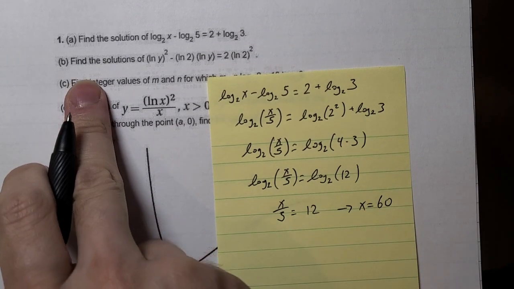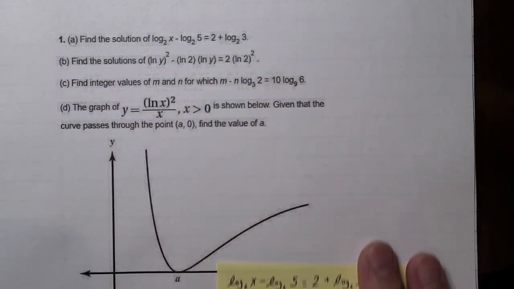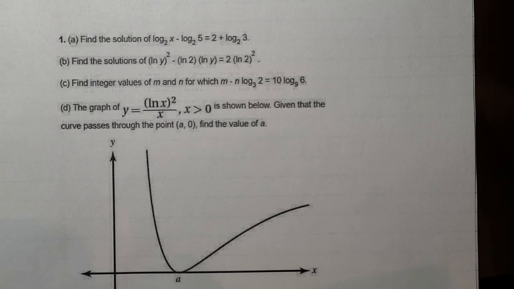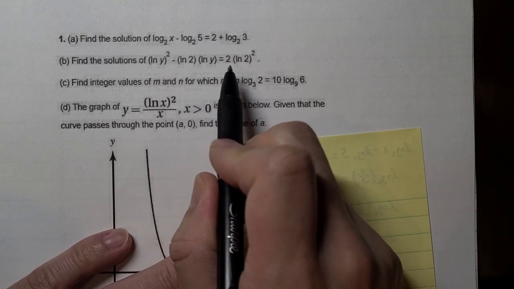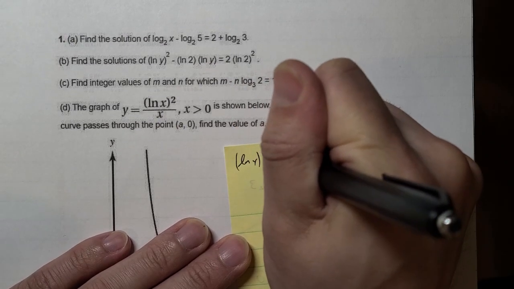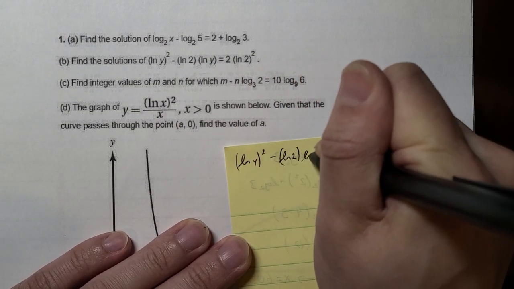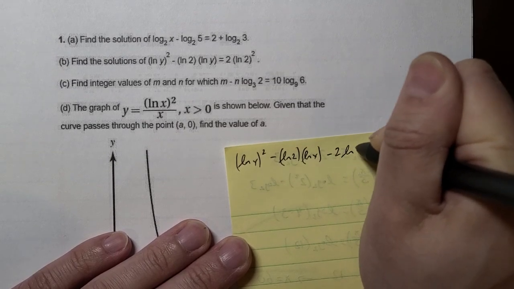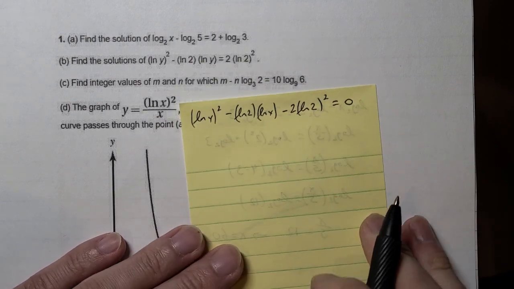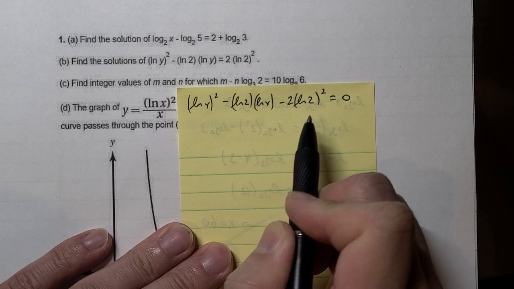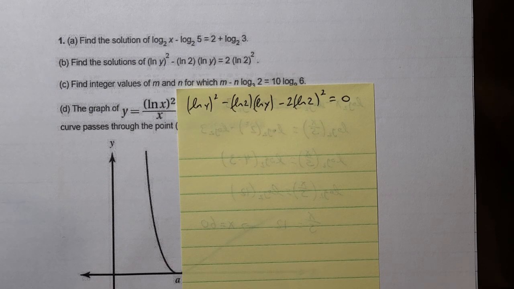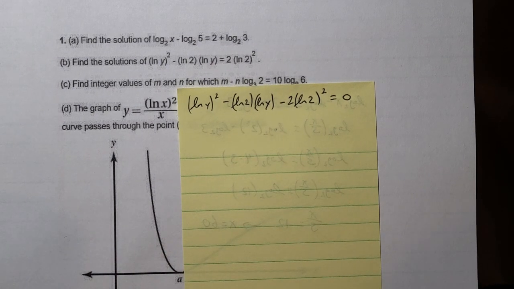Pretty simple. Okay, find the solutions of ln of y squared minus ln 2 times ln y is equal to 2 ln 2 squared. Okay, so to solve this, I probably want to move everything to one side. So that's what I'm thinking. ln y squared minus ln 2 ln y minus 2 ln 2 squared is equal to 0. So I just move this to the other side. Okay, the clue here is it looks like it could be factorable, but it's not quite what you're used to because of this ln 2. It's not like a nice integer number.